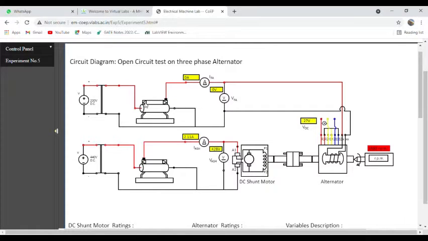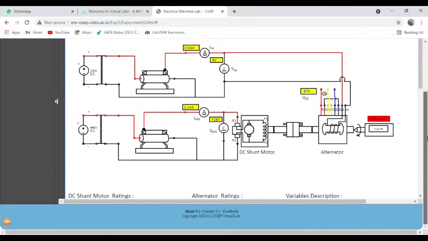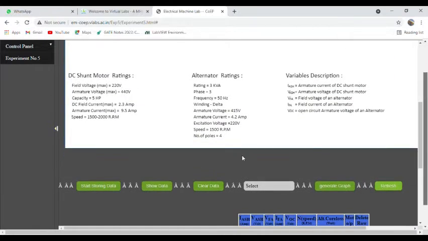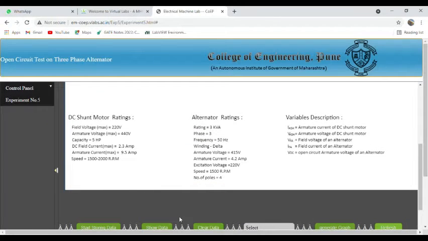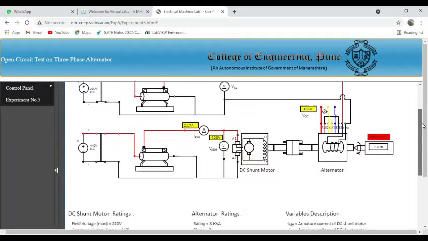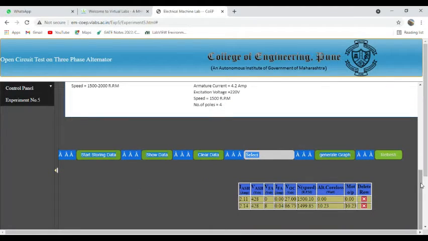Next, close the DPST switch, connecting the alternator to the supply through the rheostat. Now increase the field current of the alternator by using the rheostat connected to the field winding of the alternator. I am here to observe the values of the ammeter and voltmeter. I store this data by clicking start storing data.